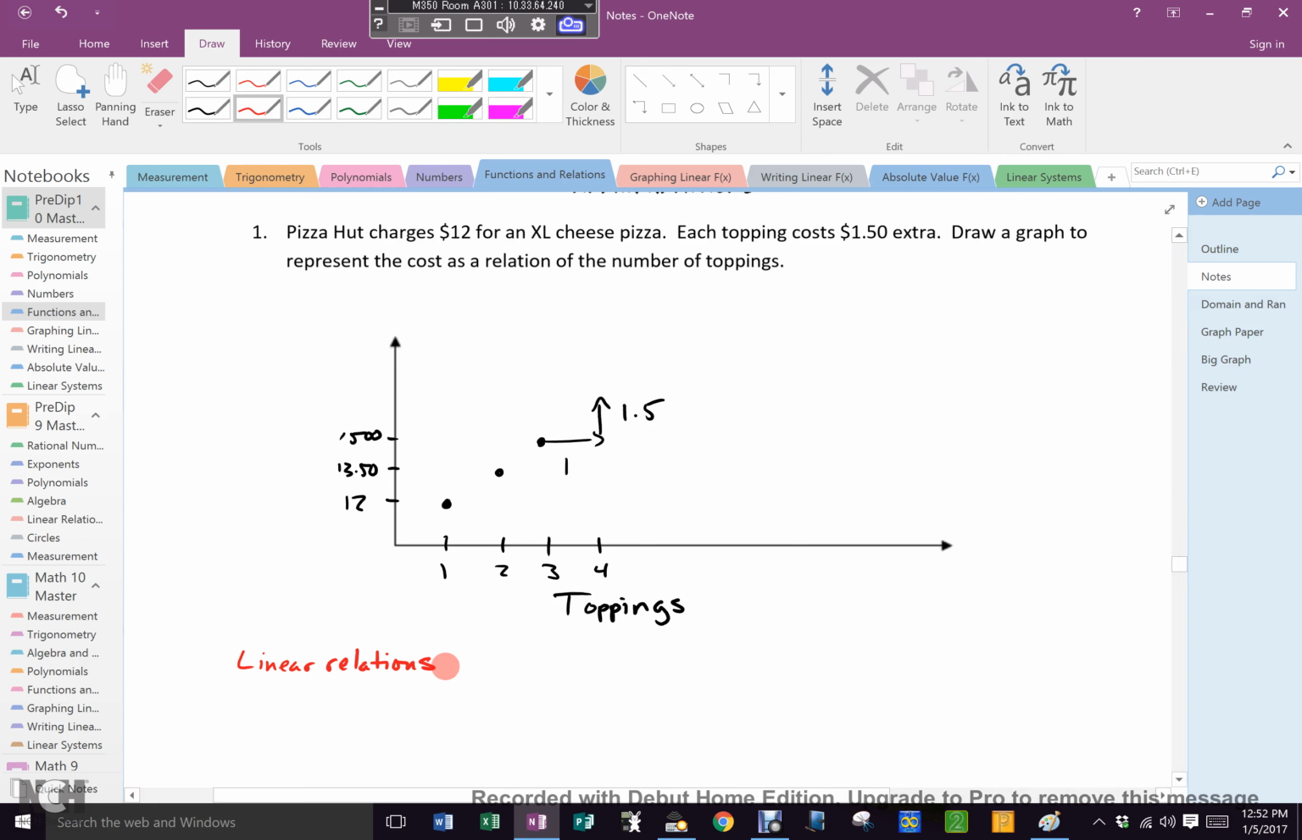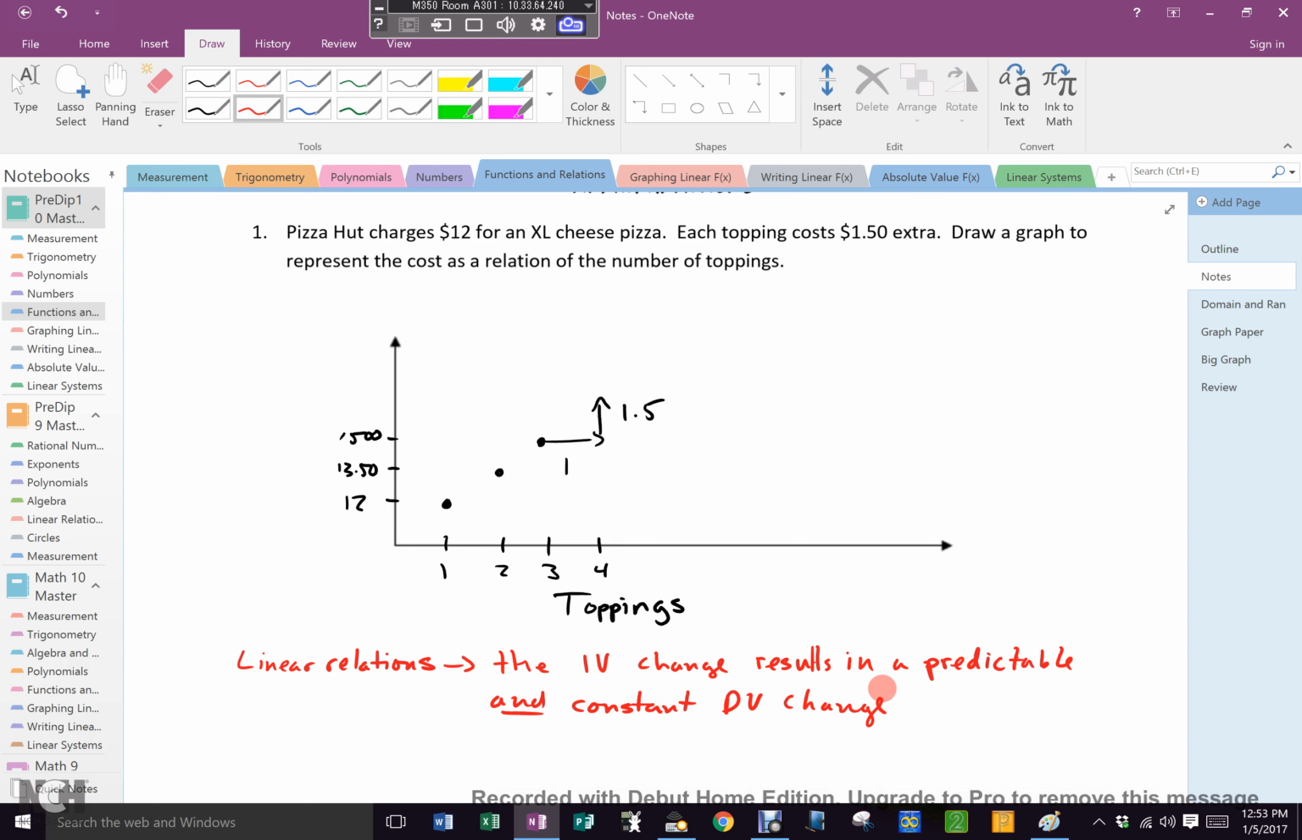All right, so linear relations: the IV change results in a predictable and constant DV change. Okay? They need not be the same, but they must be predictable and constant. Okay? So, let me give you an example.